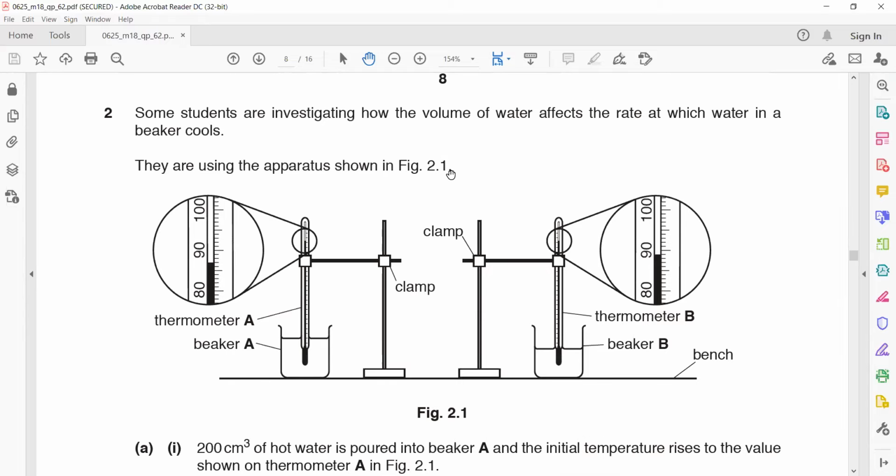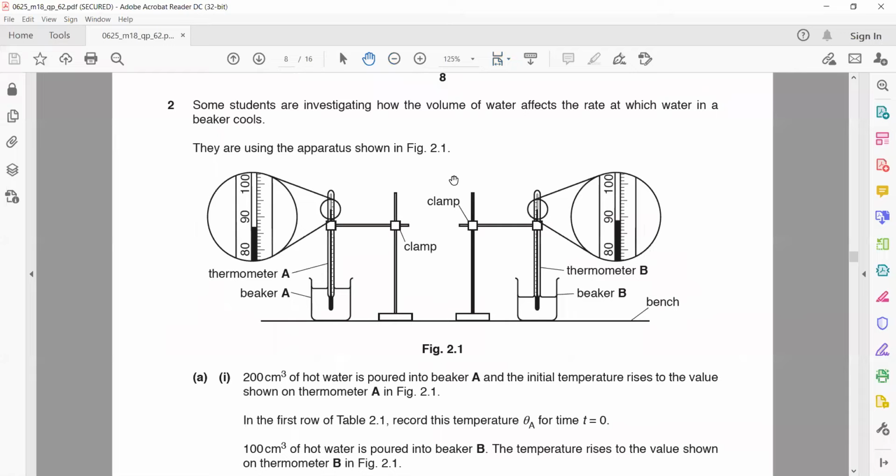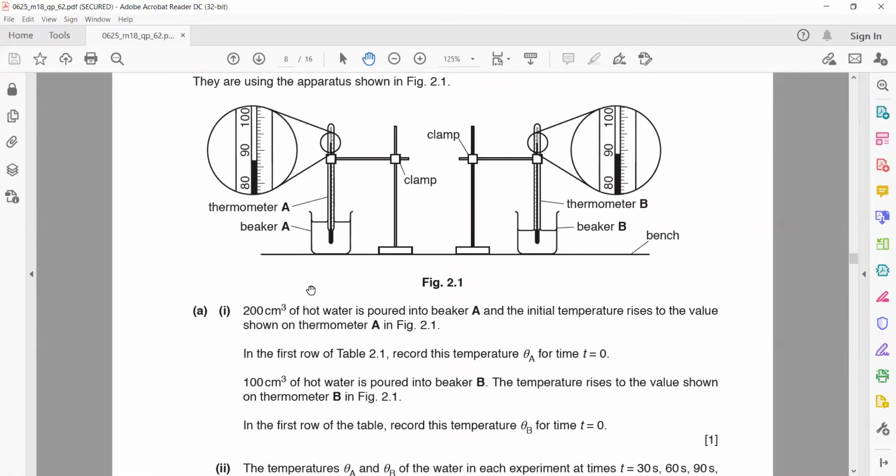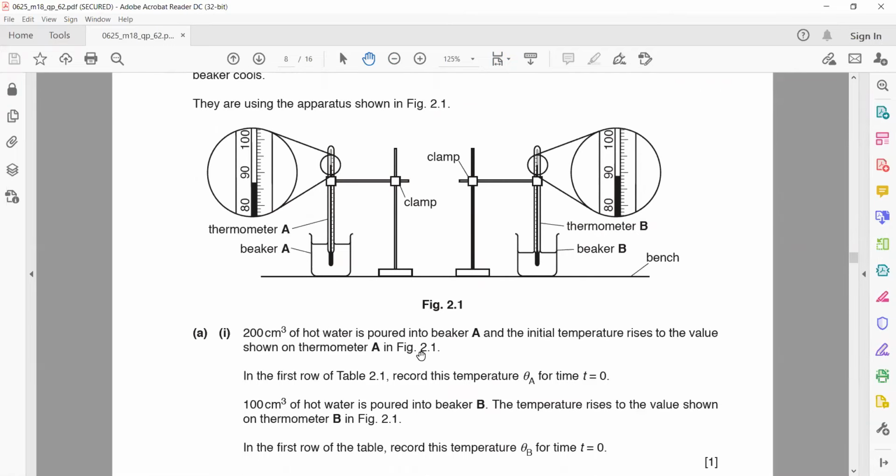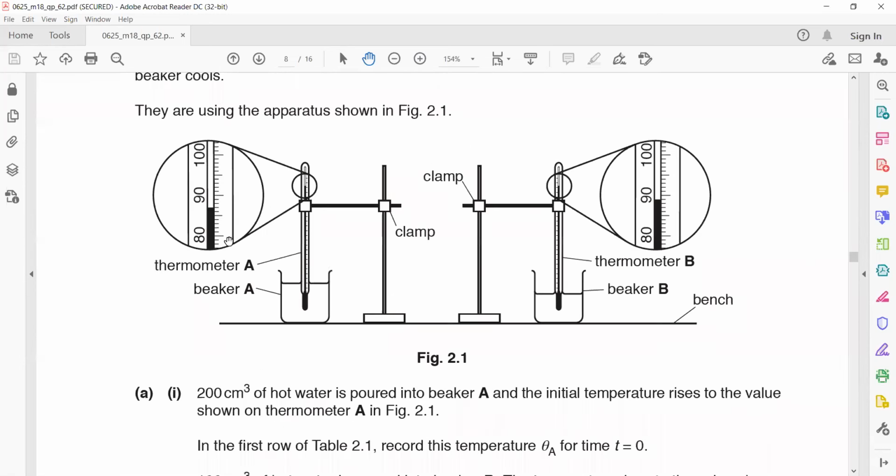In the next question, some students are investigating how the volume of the water affects the rate at which the water in a beaker cools. They are using the apparatus shown in figure 2.1. A 200 cm cube of hot water is poured into beaker A. The initial temperature rises to a value shown on thermometer A. In the first row of table 2.1, record the temperature at time equals 0. What is the temperature value here?